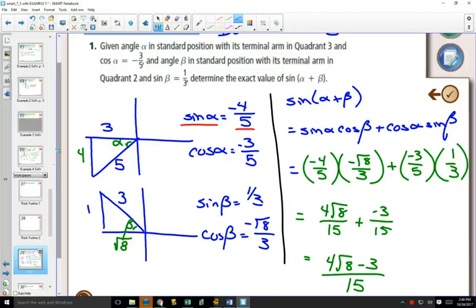Questions for practice on this one are 8 and 13.